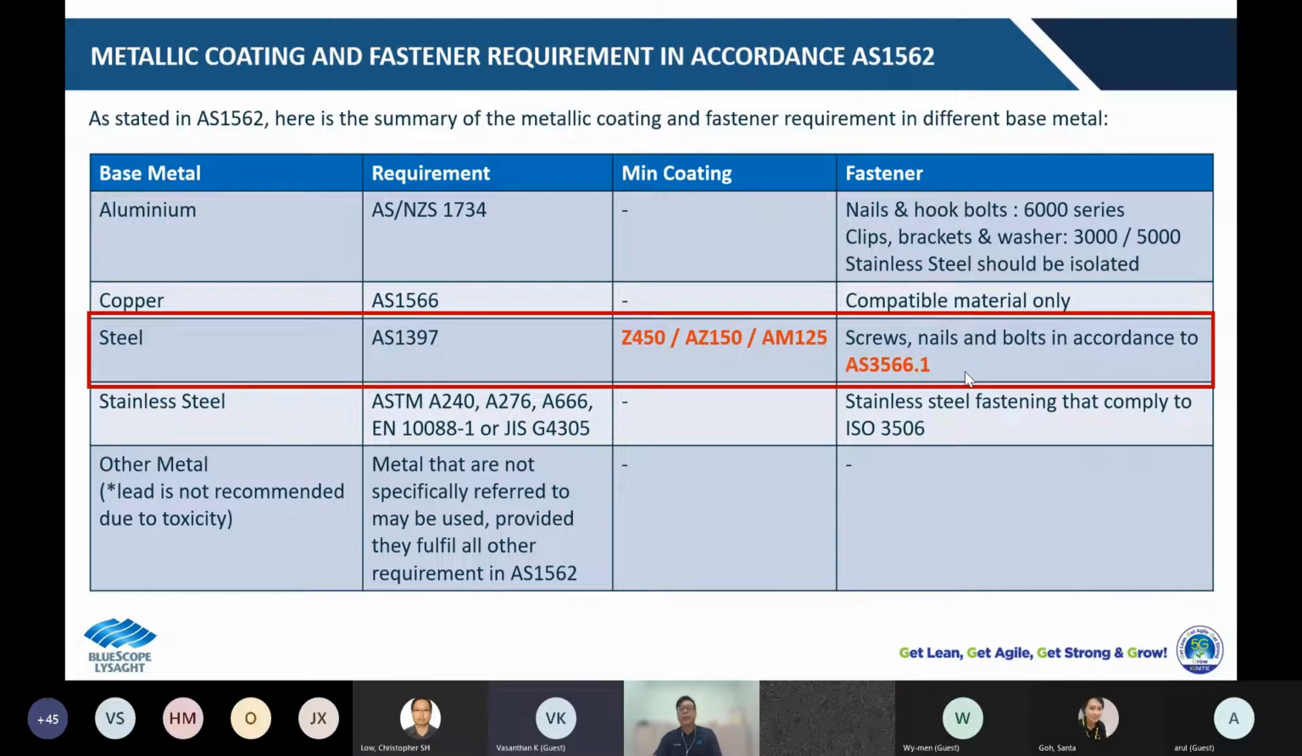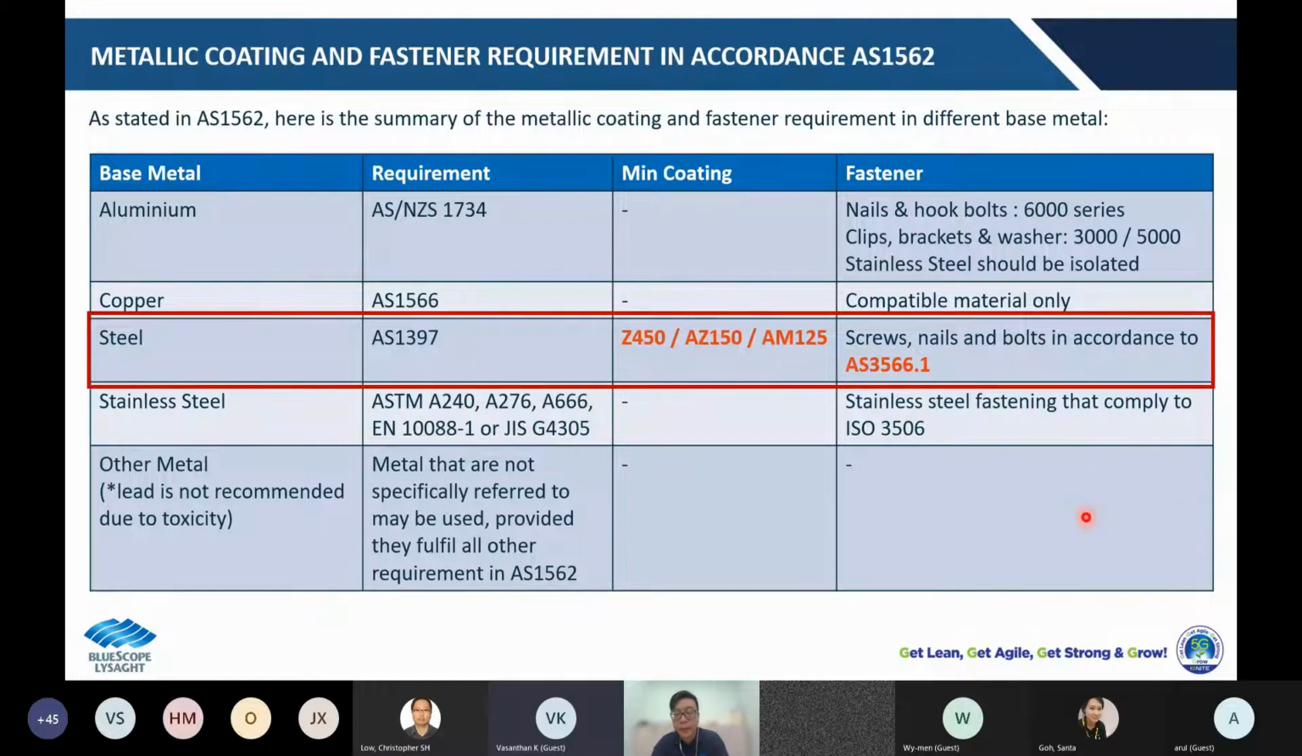All right, this will be the guideline for you to ensure that you are using the minimum coating product in your project. For example, if a supplier approaches you and offers Z400 or ZA100 or AM100 to you, this product may not comply to the bare minimum requirement according to AS1562. And you may need to reconsider whether you should use this product in your project if you adopt 1562 in your project, right?